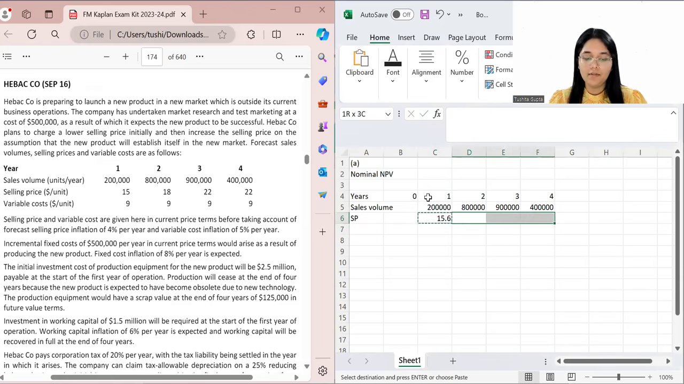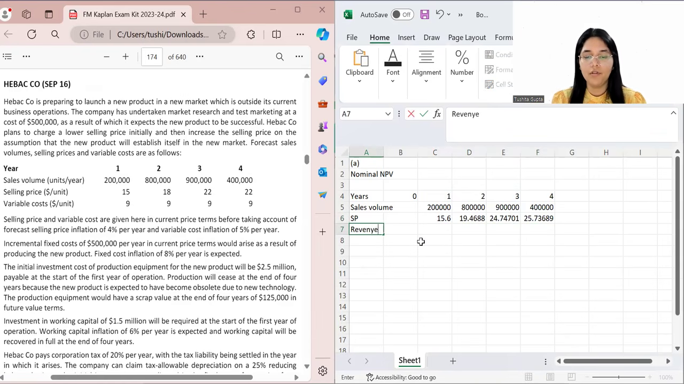Similarly, I can copy paste the formula to the rest of the cells, but I will have to edit my selling price because this is changing every year. For the second year, it's 18. For the third year, this is 22. And for the fourth year also, it is 22. So these are my selling prices.